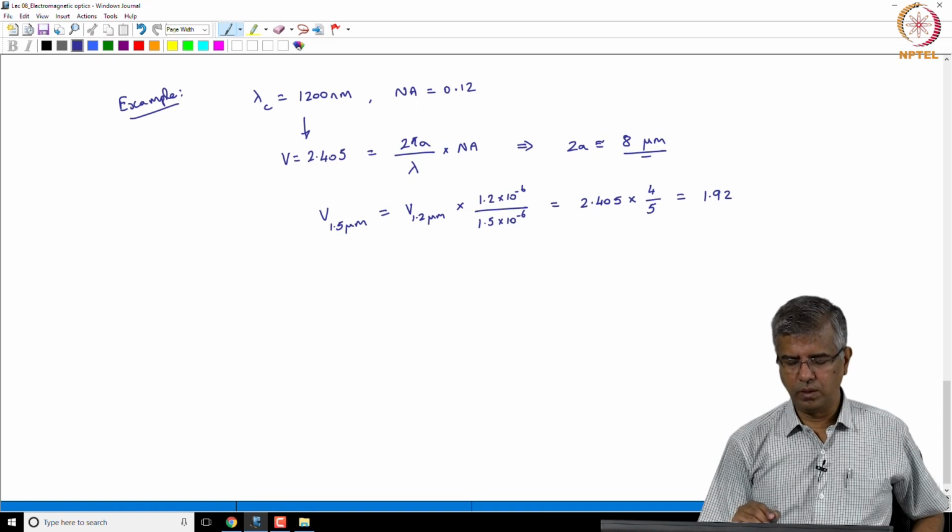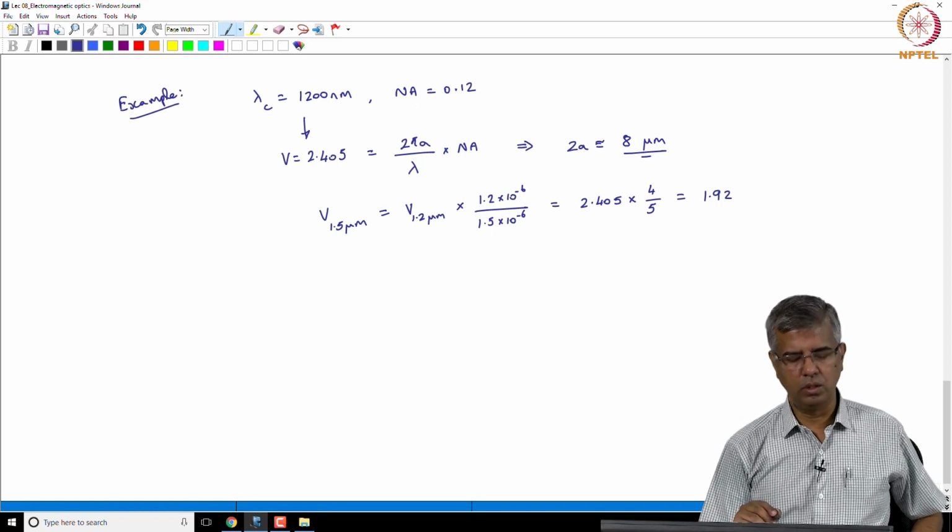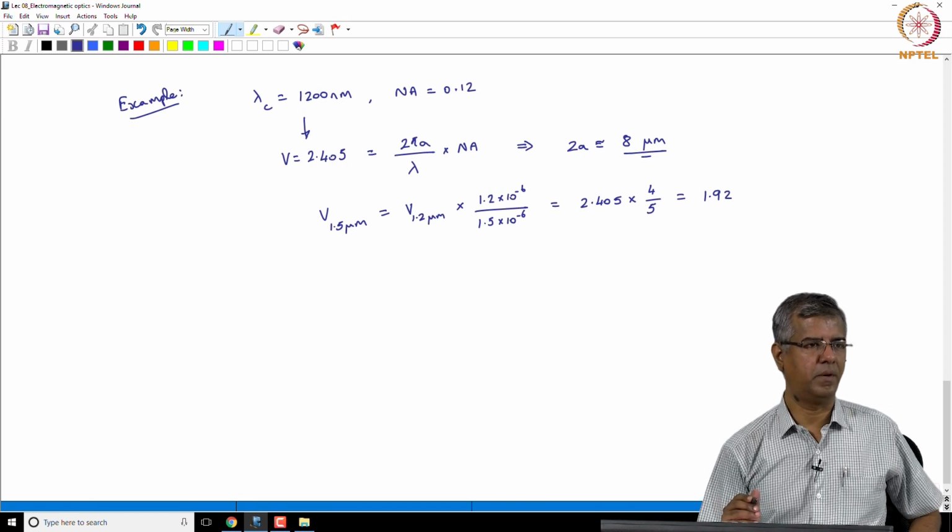Similarly, if you want to look at the V number at 600 nanometers, what would that be if you use 600 nanometers?